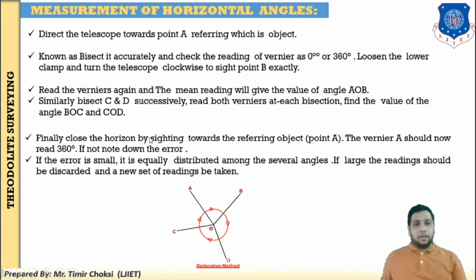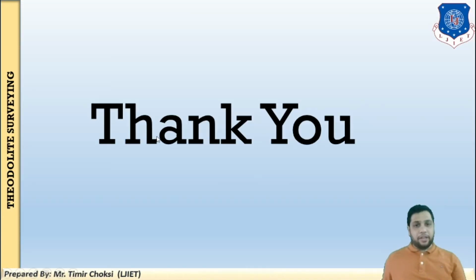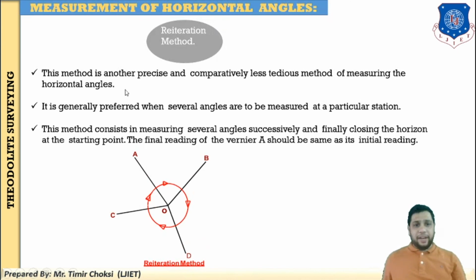So this is the reiteration method. The method is precise and comparatively less tedious, and is generally preferred when several angles are to be measured at a particular station. So this is a most important method when only one station is established and various angles are measured from that one station. So this method is used for finding the horizontal angle.